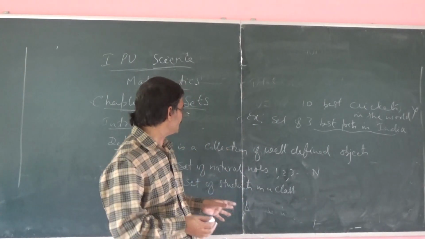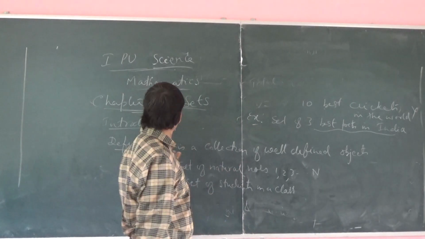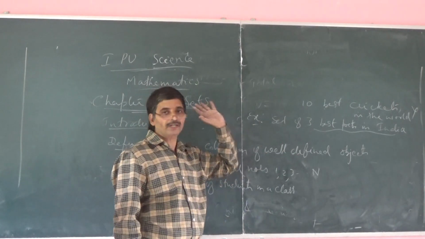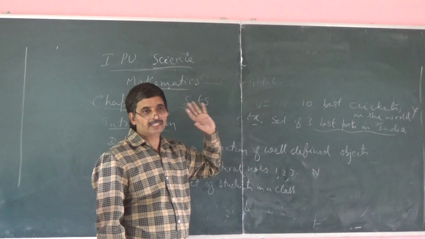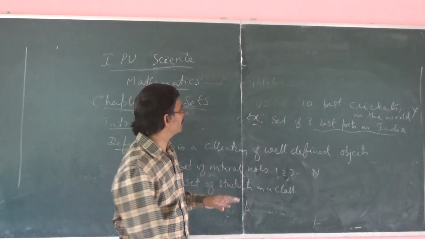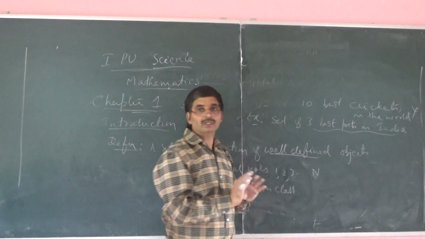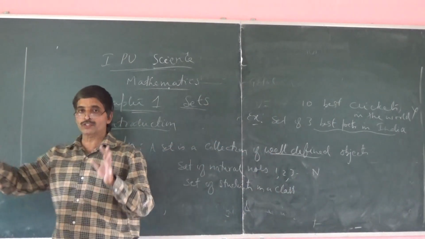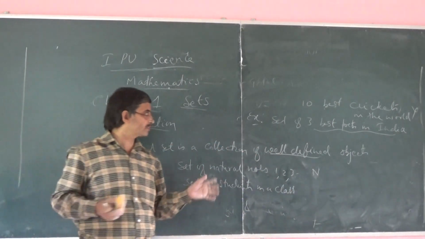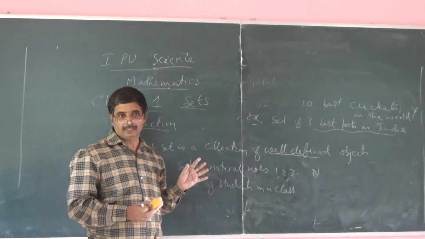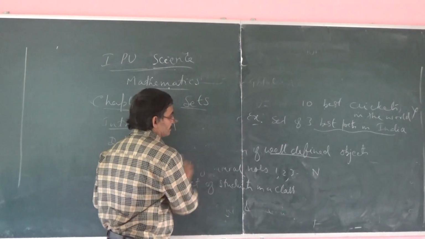It should be well defined. Then only we can say it is a set. So a set is a collection of well-defined objects. That is the important thing you have to remember. It is well defined. There should be no confusion when you say it is a set. Okay, next.